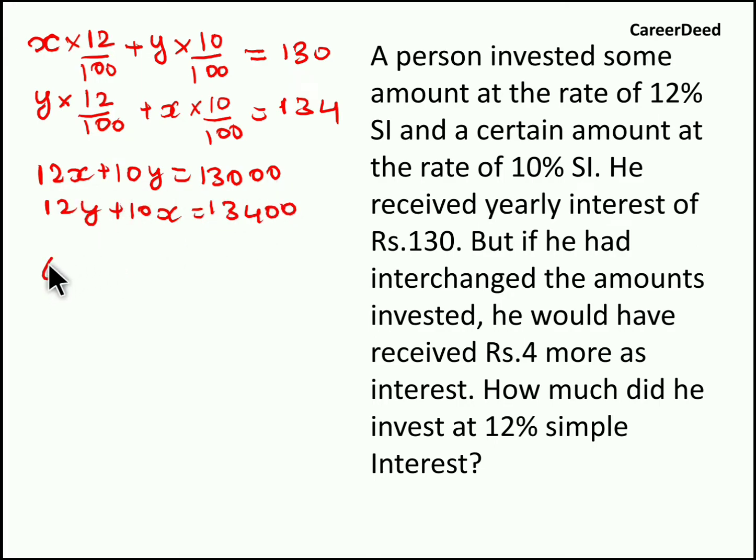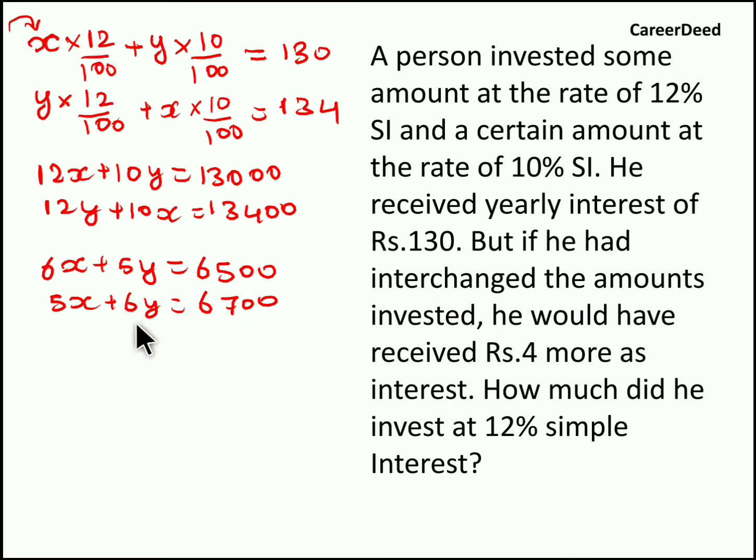You get 6x plus 5y equal to 6500. Again we can bring this 10x to the left hand side, so that you can easily cancel with the first equation, right? So 5x plus 6y equal to 6700. Now we need how much did he invest at 12% simple interest. So 12% simple interest, he invested x, right? So you have to find the x value.